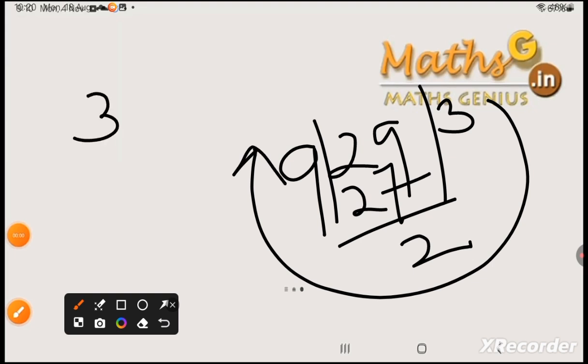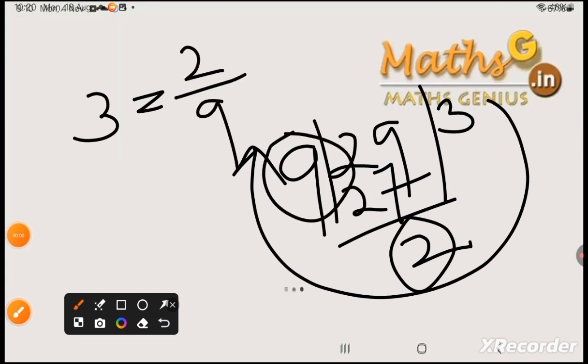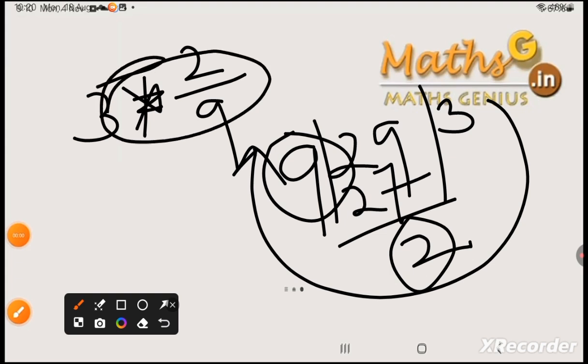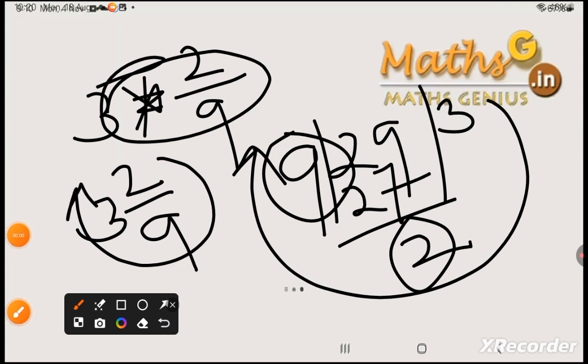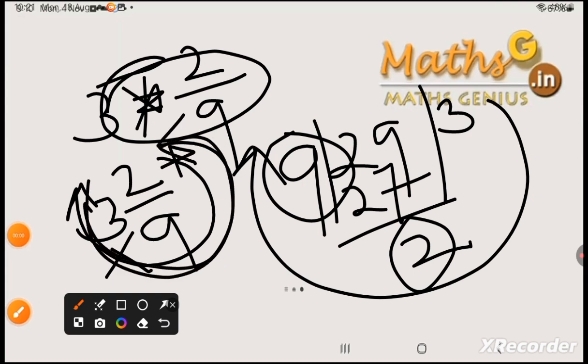3 whole 2 by 9. By mistake I put it wrong, so let me write it once again. 3 whole 2 by 9. This is the mixed fraction. So, how would you get the improper fraction? Here there is a multiplication, here there is an addition. Rather you can say it is reaching the numerator.